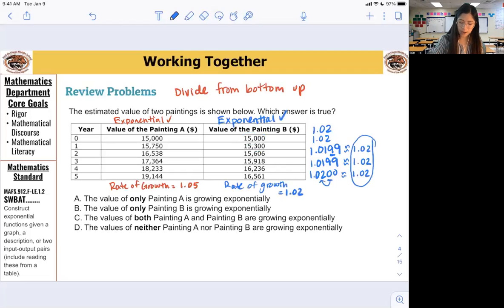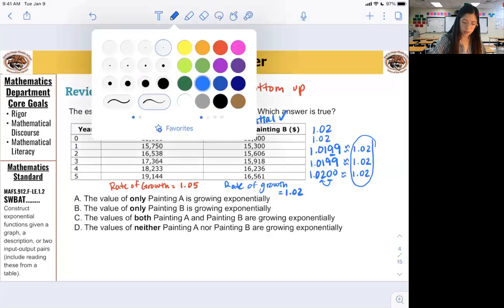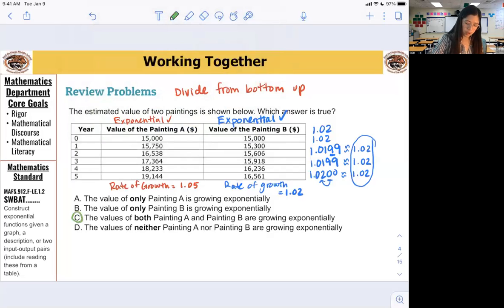So for painting A, the rate of growth is 1.05. For painting B, the rate of growth is 1.02. So they are both growing exponentially. Now, which one is growing at a faster rate? Painting A. Good. Painting A is growing slightly faster than painting B.